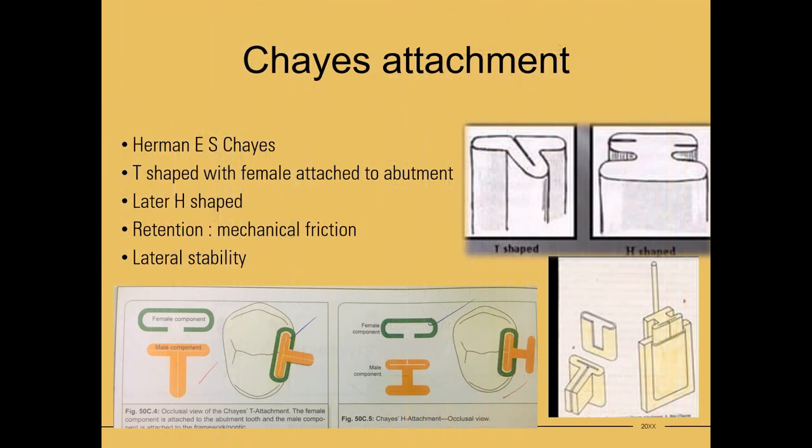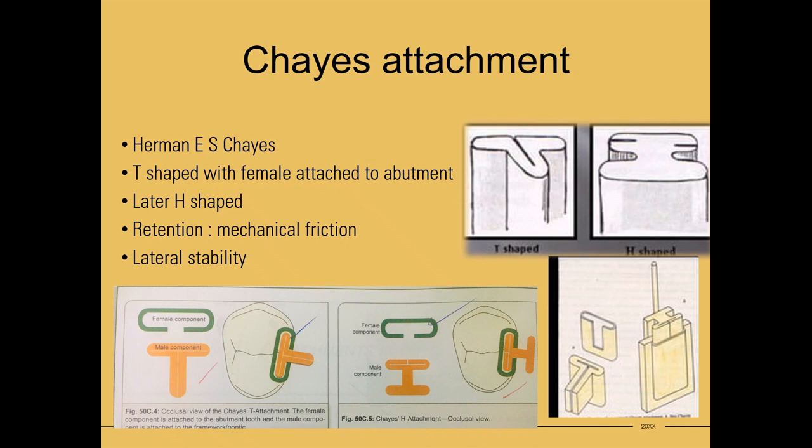The first intracoronal precision attachment was introduced by Dr. Herman E.S. Chayes in 1906. The first intracoronal attachment was T-shaped with the female component attached to the abutment tooth. We have discussed the intracoronal attachment in our previous session. We know that they are incorporated entirely within the contours of the crown. We have also discussed the advantages and disadvantages. The first intracoronal attachment was T-shaped, which was later modified into an H-shaped design.